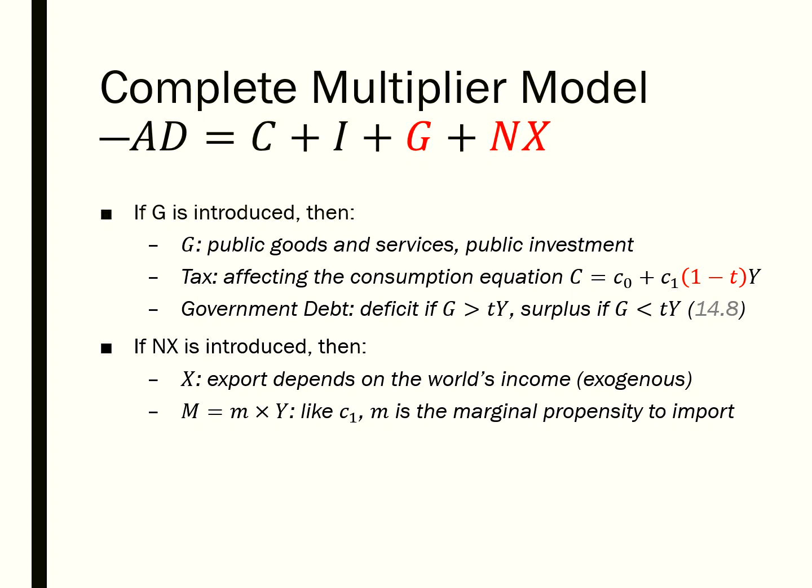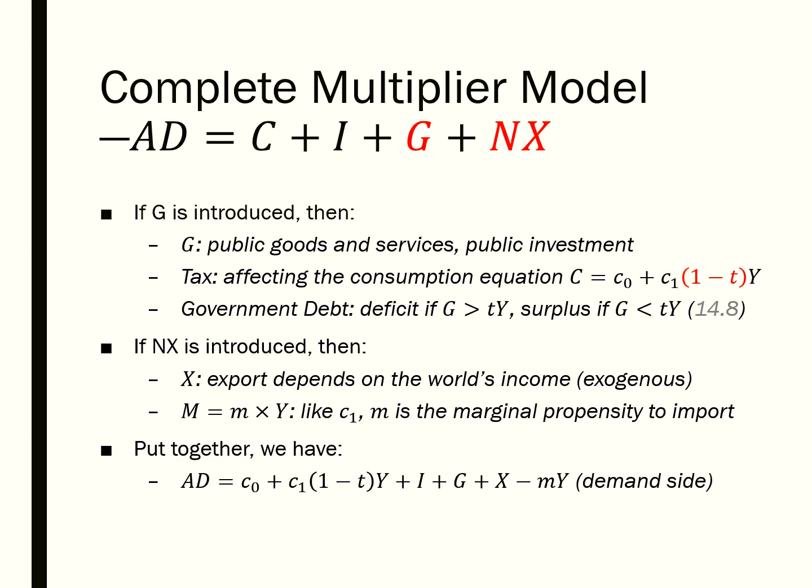You basically model X as the exogenous variable and M as a proportion of your income. Then we can put everything together. AD, the aggregate demand, is equal to C0 plus C1, 1 minus T multiplied by Y. These first two terms are actually our consumption after taking into account tax. And then plus I plus G plus net export. Net export is equal to X minus MY. Now we can see that there are two Y's on the right-hand side.